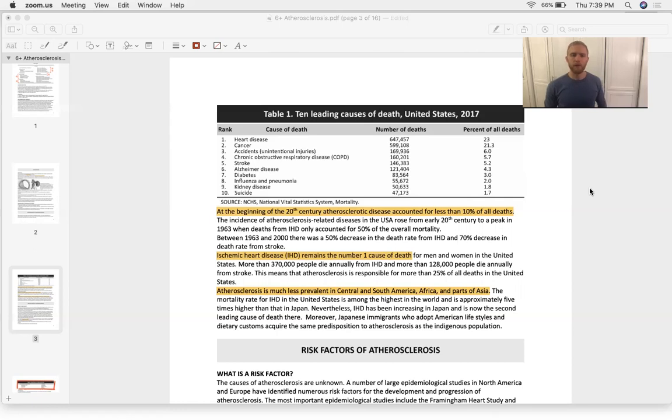The last interesting sentence from this section to me is that atherosclerosis is much less prevalent in Central and South America, Africa, and parts of Asia. That lets me know that it's something in our lifestyle, including our diet, that is directly responsible for the nearly 15% increase in atherosclerotic deaths in Americans over the last century.